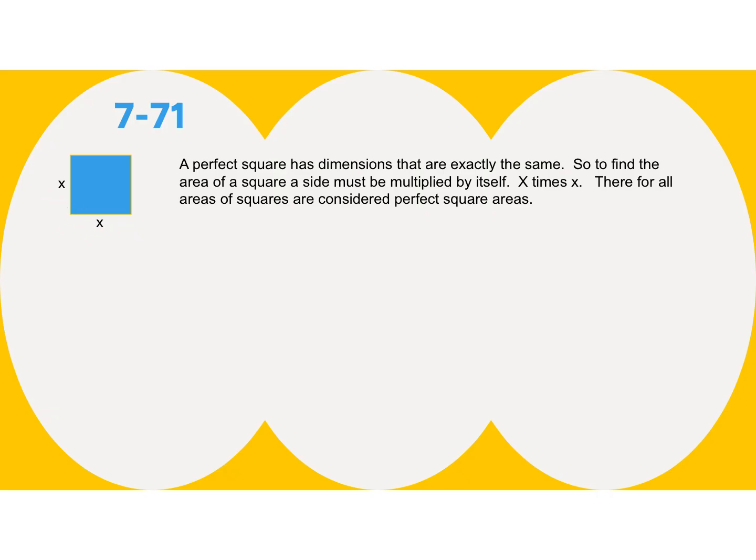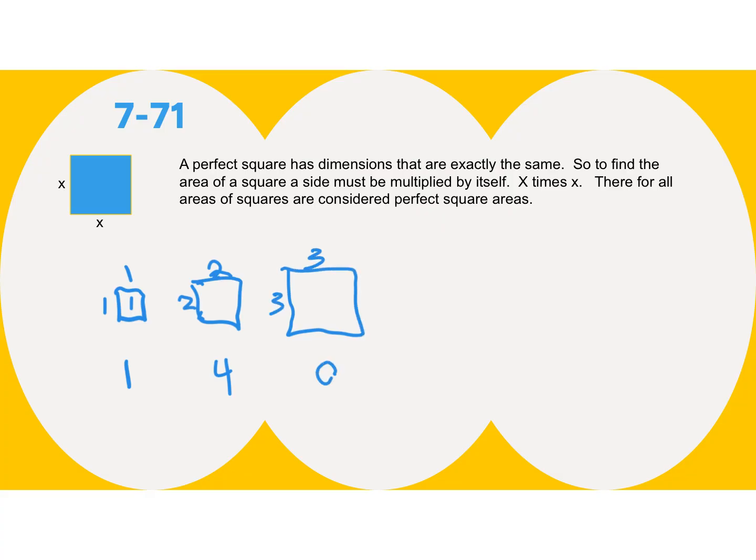So what's the smallest perfect square I can build? I can build a 1 by 1. That would have an area of 1. So I could say 1 is a perfect square. The next perfect square I could build, which is a little bigger, would be a 2 by 2. And the area of that would be 4. So 4 would be considered a perfect square. And going on with my pattern, the next perfect square I could build would be a 3 by 3, which would have an area of 9. And we could continue and go on. But basically what I'm trying to show here is that 1, 4, 9, those are perfect square numbers.